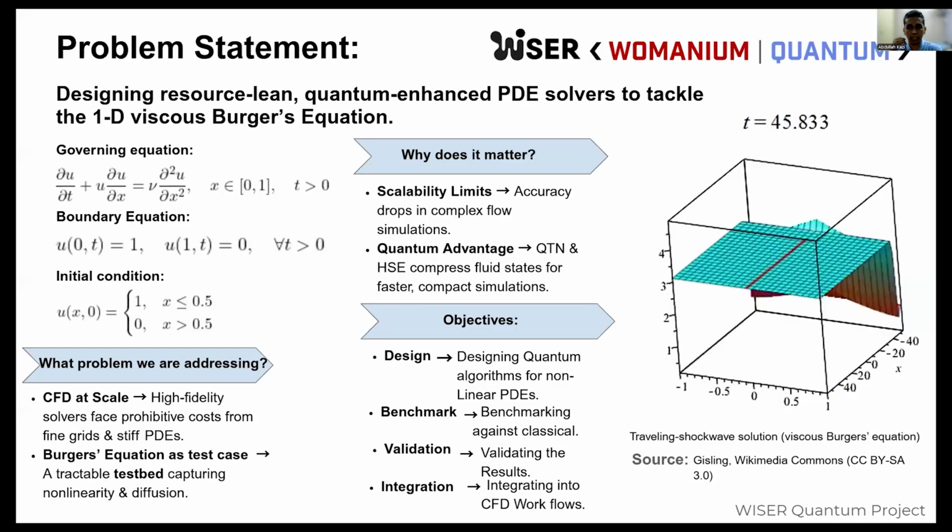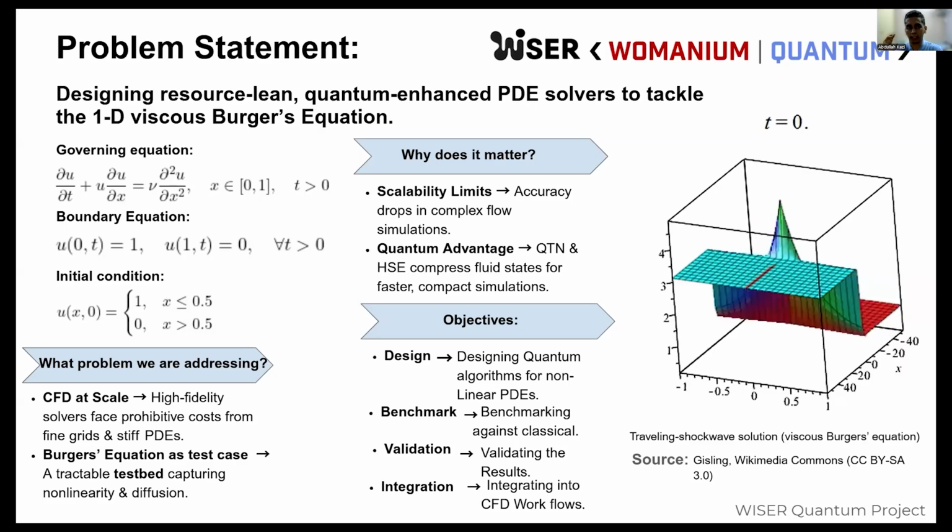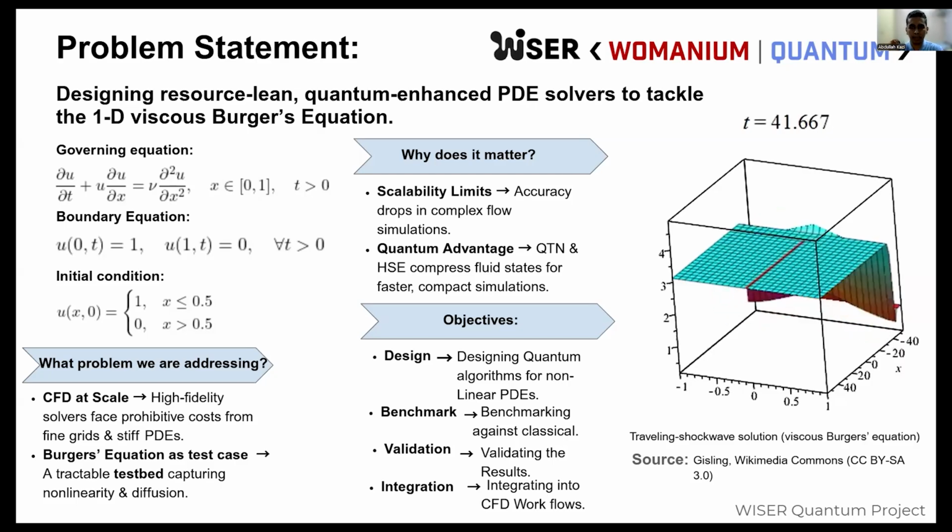So let me begin with the challenge we are addressing. High fidelity CFD is vital for fluid flows, but the fine grids and stiff partial differential equations make it very computationally expensive and hard to scale. To study this, we have the viscous Burgers equation. I think it captures two of the real fluid problems, non-linearity and diffusion, which makes it a perfect test bed. And why does it matter? Since CFD struggles to scale, quantum methods like tensor networks could step in, which can offer compact states and fast solvers. So we can move on to the next slide.